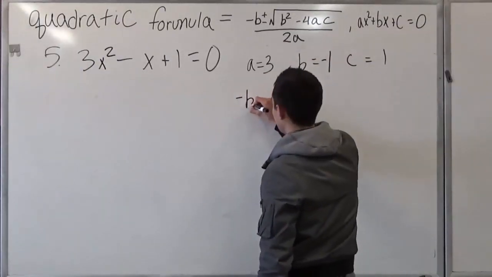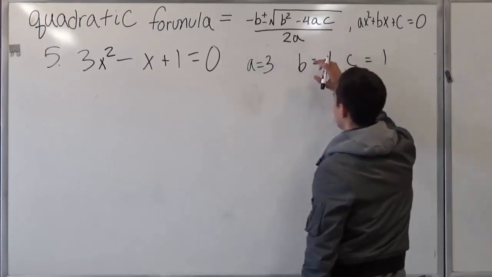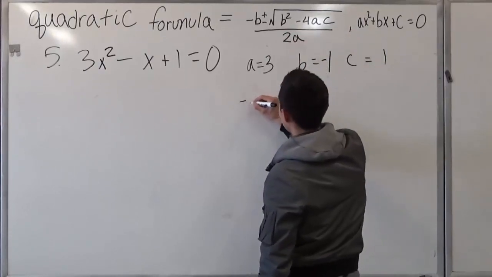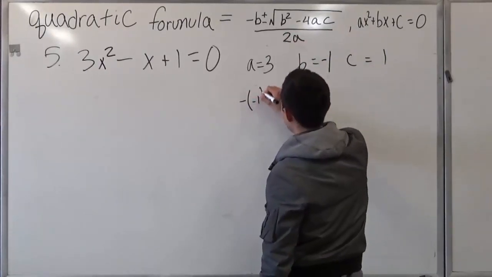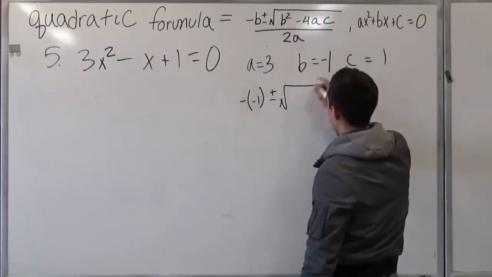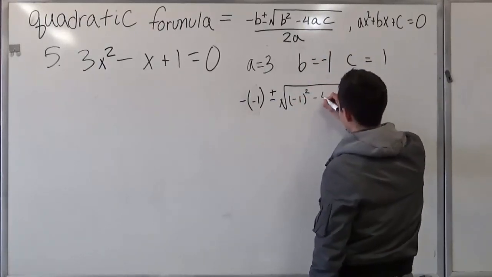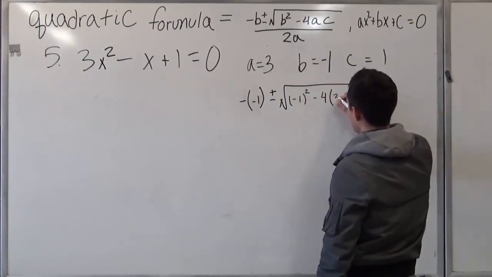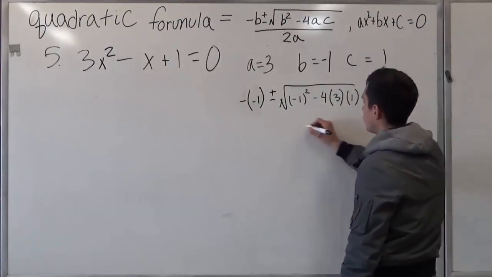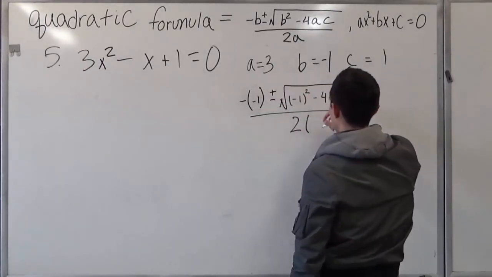So it's negative b plus or minus the square root of b squared minus 4ac all over 2a. So it's negative 1, which is our b, plus or minus the square root of b squared. Our b is negative 1. We enclose that in parentheses, put the squared, minus 4. Our a is 3, so we multiply it by 3. And our c is 1, so we multiply it by 1. All over 2, and we multiply that by 3, which is a.